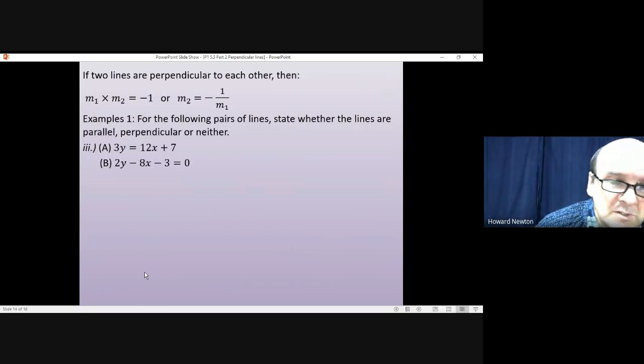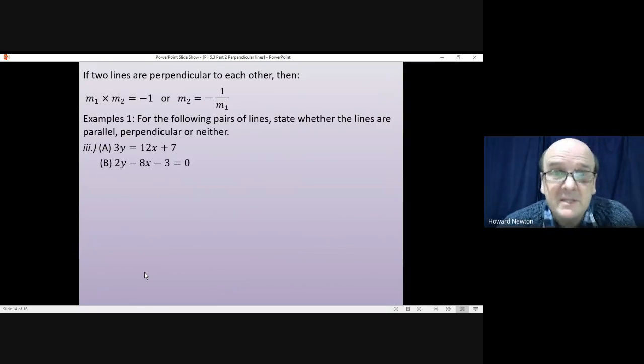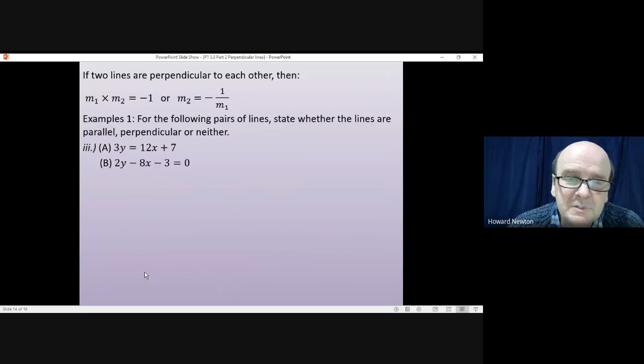Okay, the third question. This time, neither line is written in the form y equals mx plus c, so we do need to change both of them. Looking at equation A, first of all we have to divide through by 3. Dividing by 3 gives us y equals 4x plus 7 over 3. So the gradient of equation A would be 4.